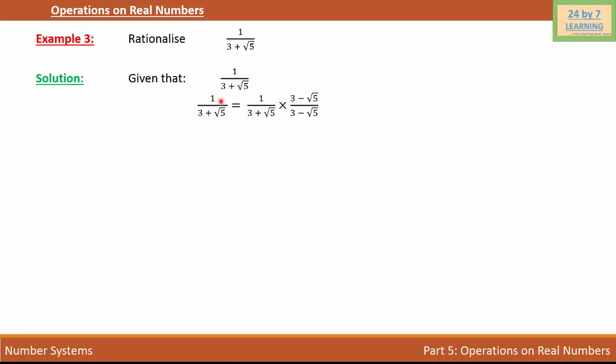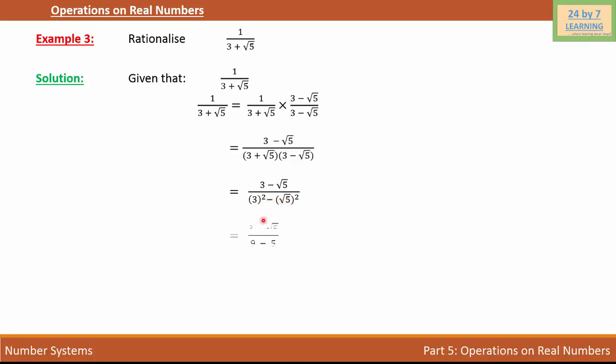So we can write 1 over 3 plus root 5 is equal to 1 over 3 plus root 5 times (3 minus root 5) over (3 minus root 5). When we multiply 1 times 3 minus root 5, we will get 3 minus root 5, which is our numerator, and the denominator is 3 plus root 5 times 3 minus root 5, which is over here. As you can see, the denominator is (a plus b) times (a minus b). So we can write the expression as 3 minus root 5 over 3 square minus root 5 square.